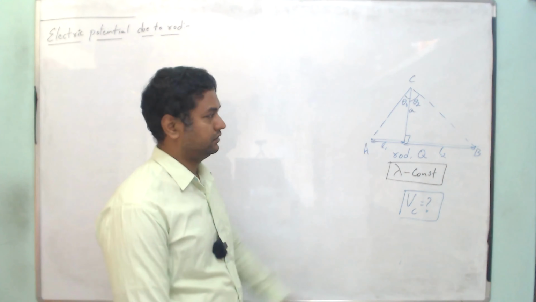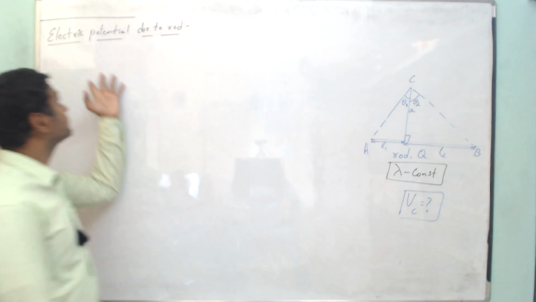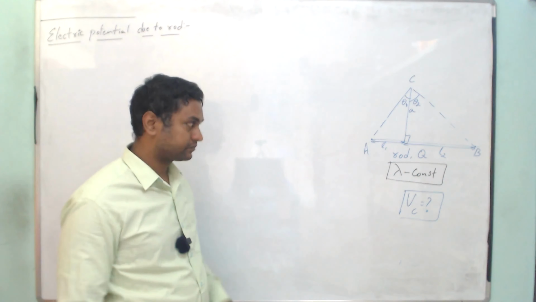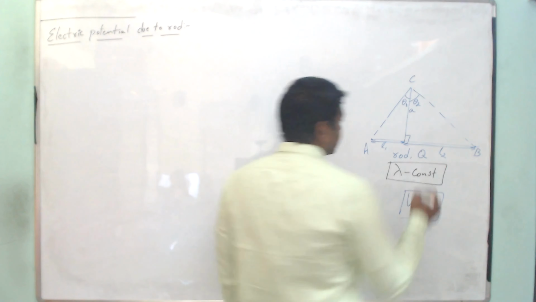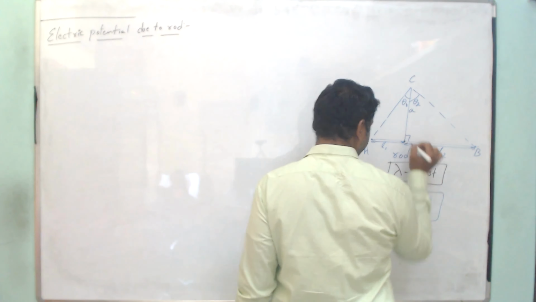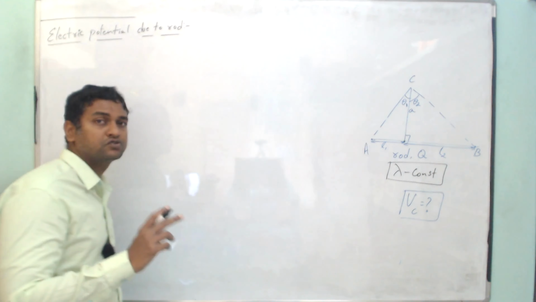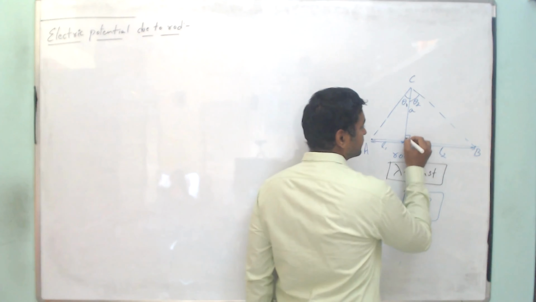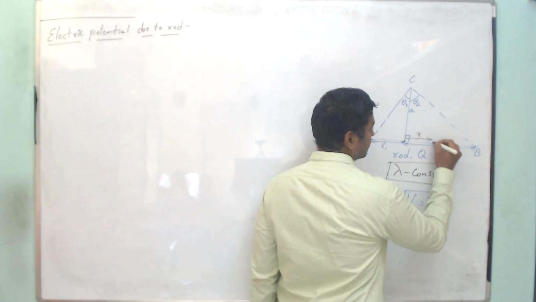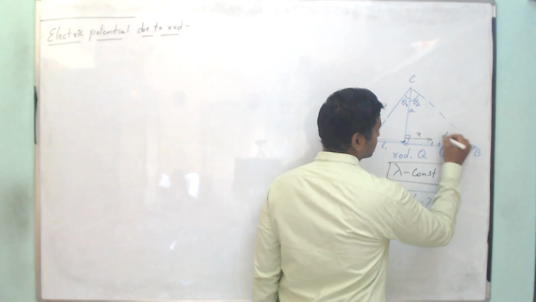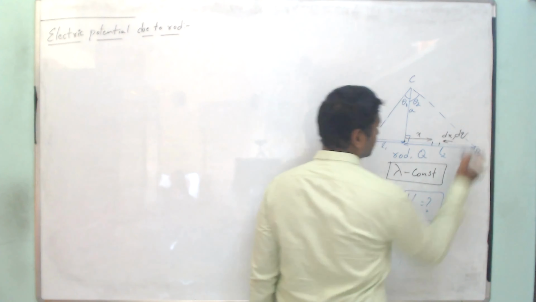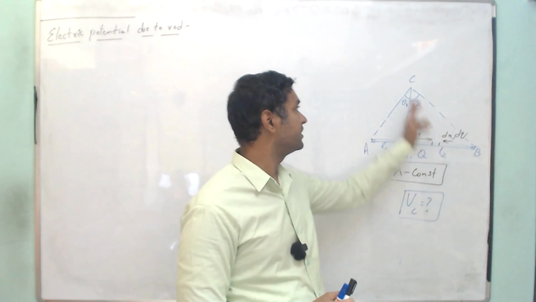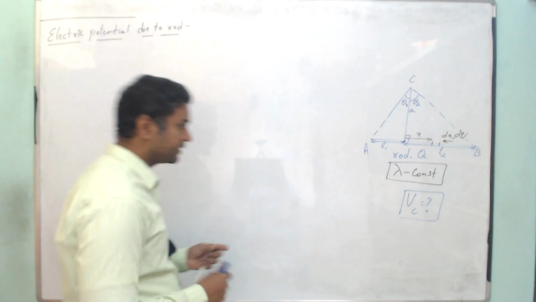We can also treat it as a derivation: electric potential due to a rod. First, I will choose a reference, which is important for calculus. Let me take this point as the reference, and from this point at a distance of x, I will take a small element of width dx, having charge dq. And now I will find the potential due to this element at point C.